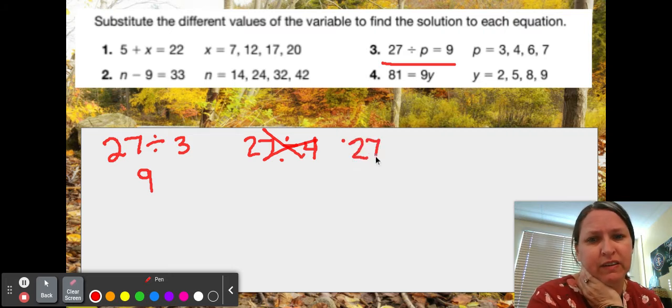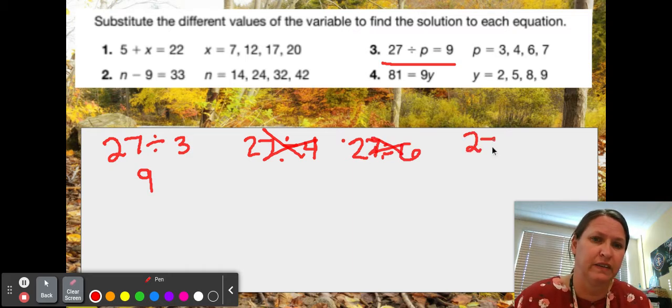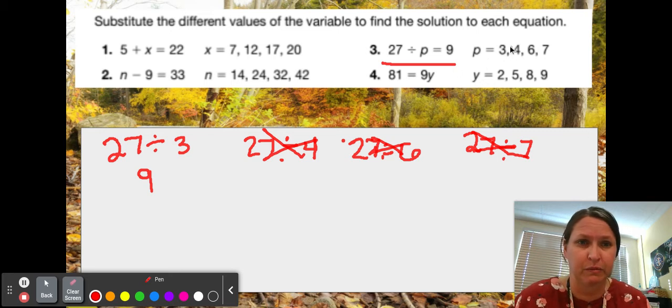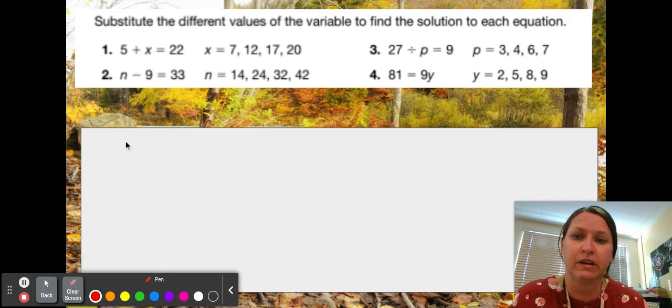Let's look at 27 divided by 6. 6 times 4 is 24. So it would give me a 4 with a remainder. Well, that one won't work either. And now let's look at 27 divided by 7. Well, I know 7 times 4 is 28. That's nowhere near 9. So my answer with this one would be 27 divided by 3. Let's do one more example.